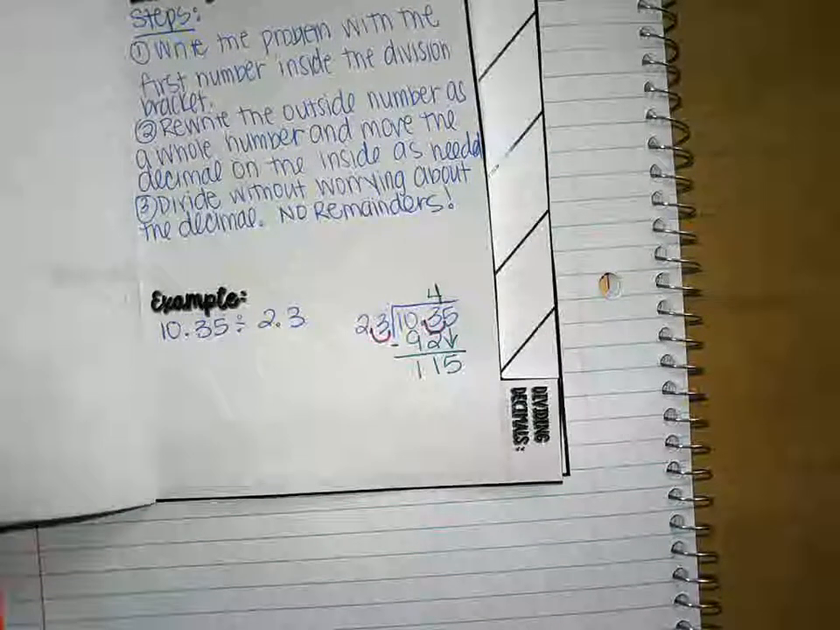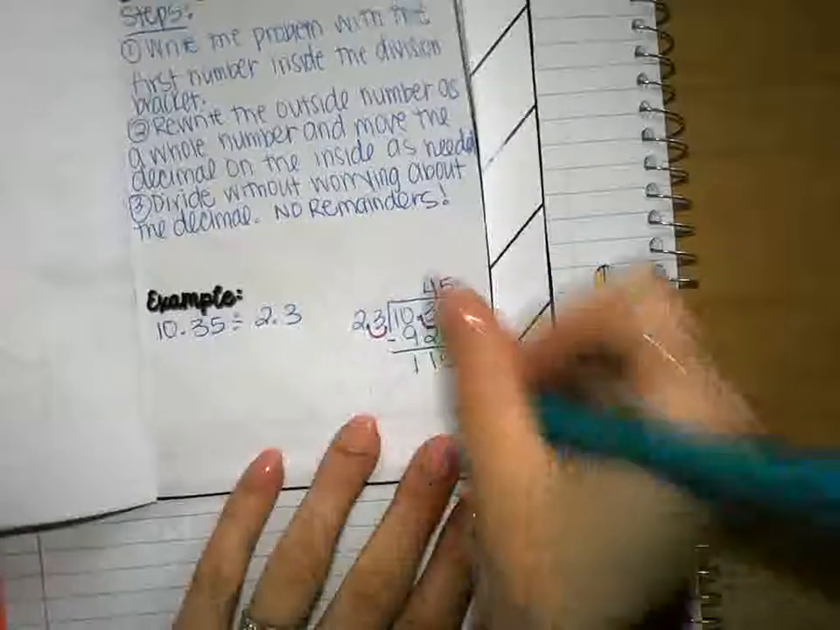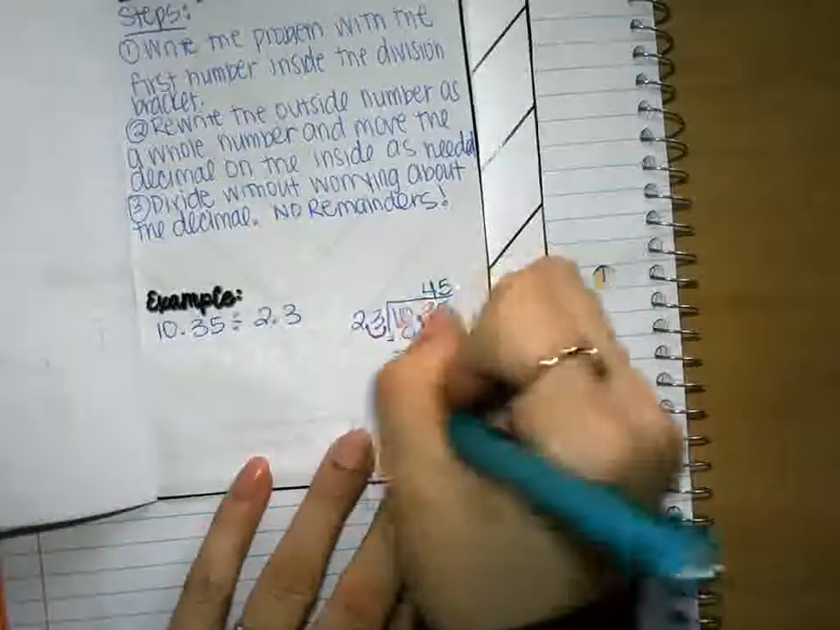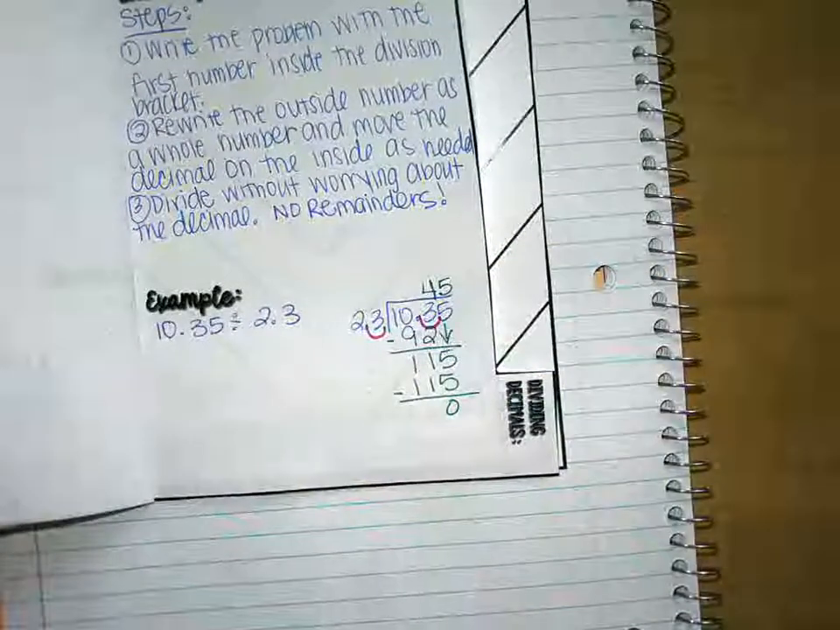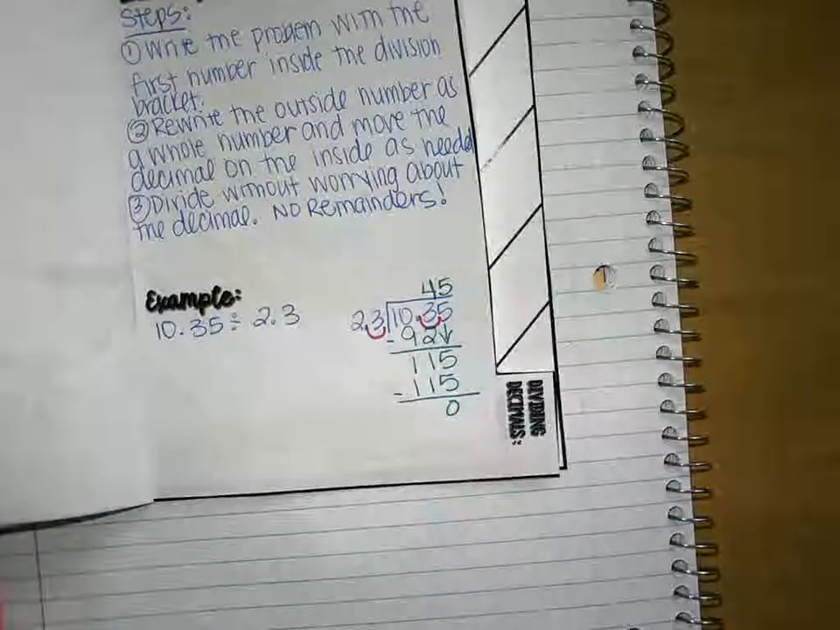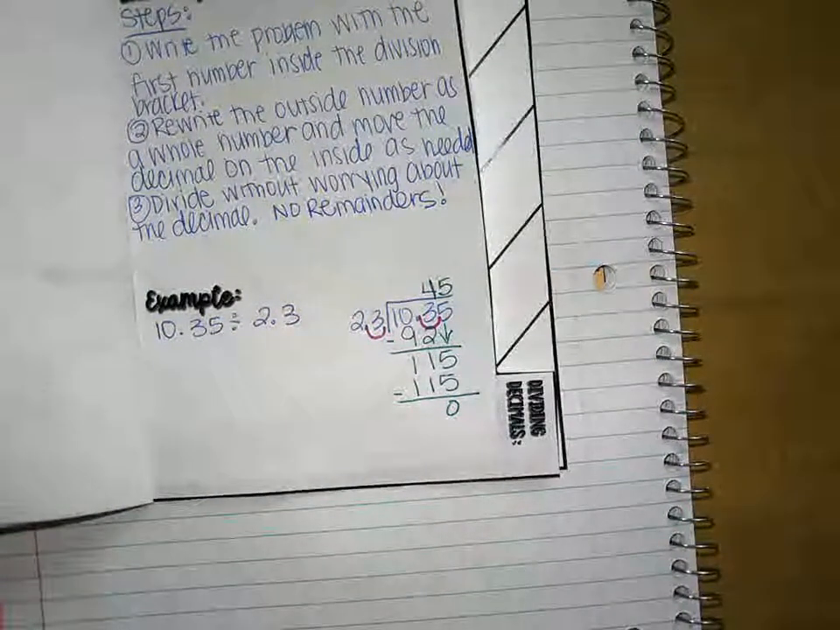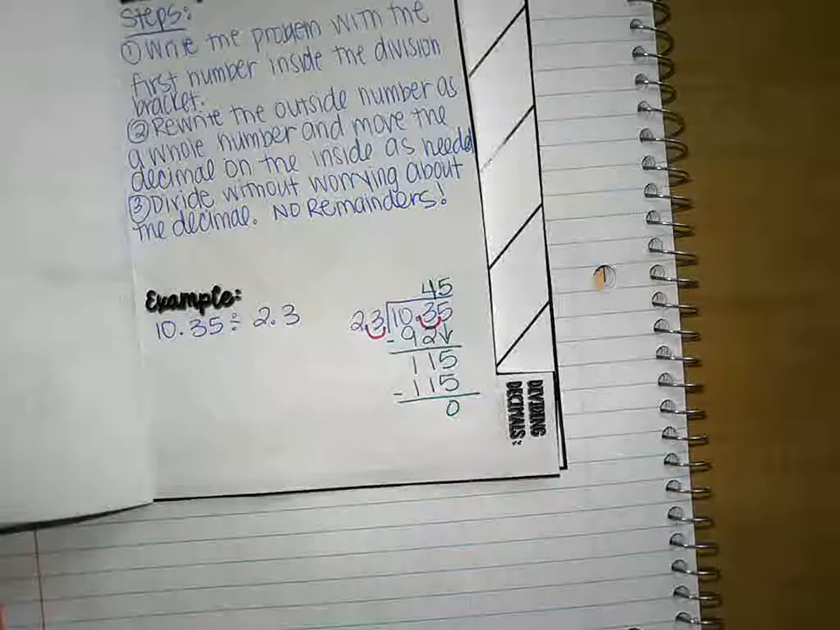So how many times do you think it goes in, everyone? 5. And what is 23 times 5? 115. So perfect. We don't even have to keep going anymore, do we? We don't have to add zeros. We don't have to do any of that stuff. If you don't finish, you have to add a 0 and keep going.